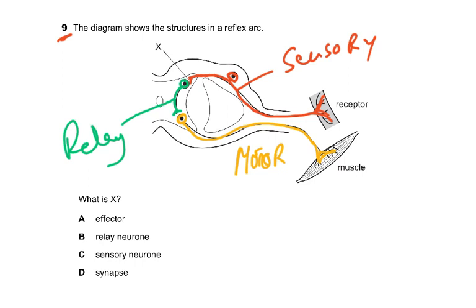Now it says, what is X? X was that gap between the sensory and the relay neuron, and that is the synapse. I'm just going to rub it off so that you can see it. It was the gap between the sensory and the relay neuron. There will be another synapse here as well. So this is a synapse and this is also a synapse here.